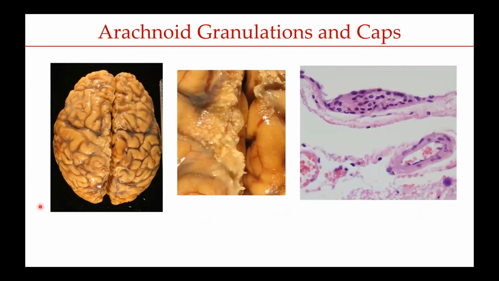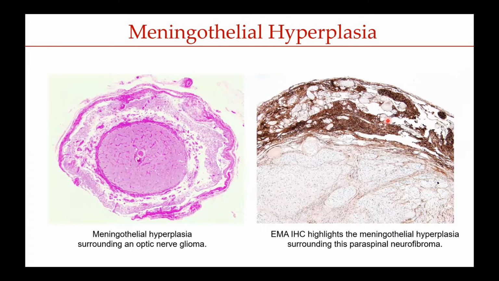This is a view of an autopsy brain showing arachnoid granulations here in the midline, a higher power view, and then the histologic view showing those arachnoid cap cells. So meningiomas reflect an expansion of this morphology of cells. One of the caveats is that you can see meningothelial hyperplasia around other tumors. In these two examples, this is an optic nerve glioma, and there's a proliferation of meningothelial cells around that glioma. And here, present near a paraspinal neurofibroma, is also meningothelial hyperplasia, to be discriminated from actually neoplastic cells.